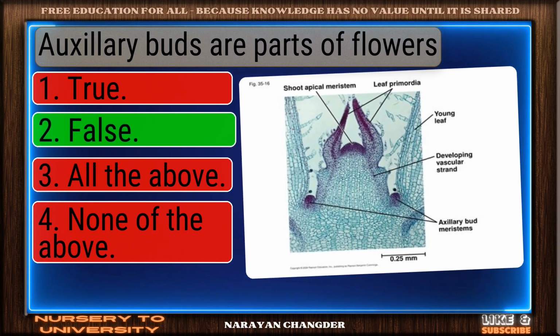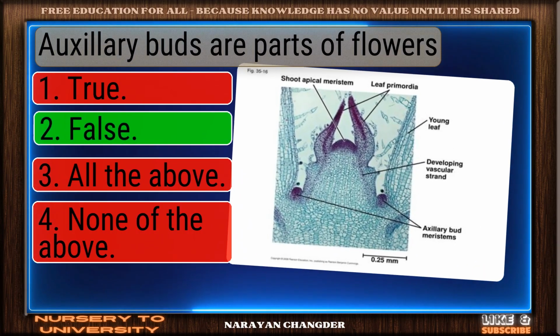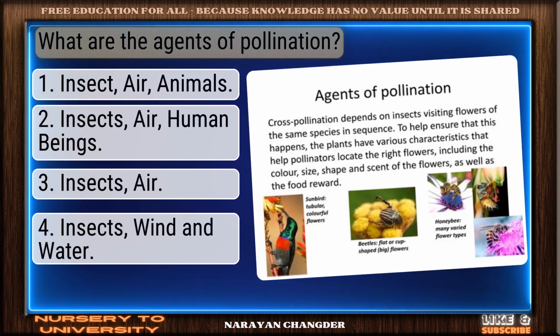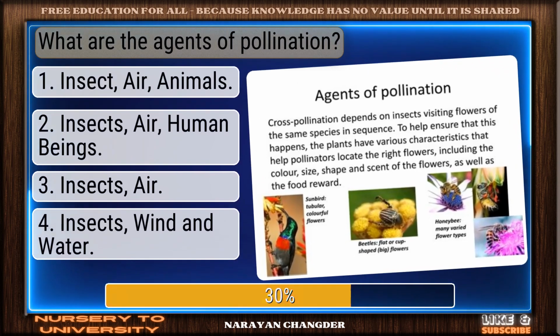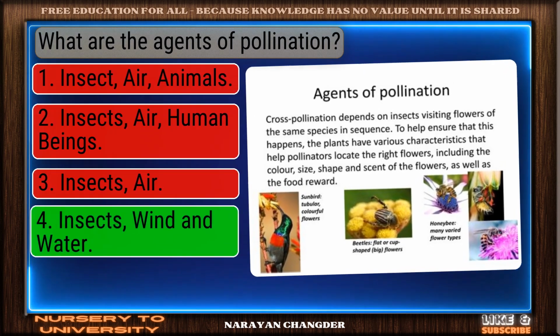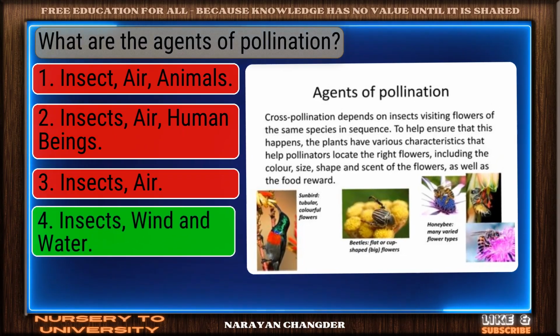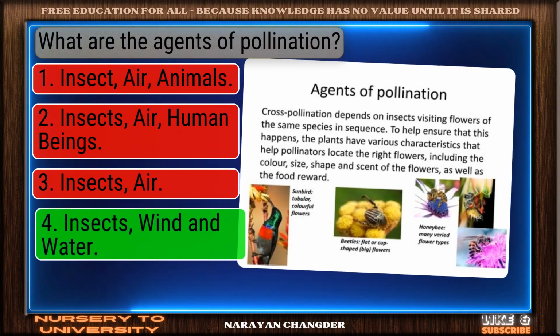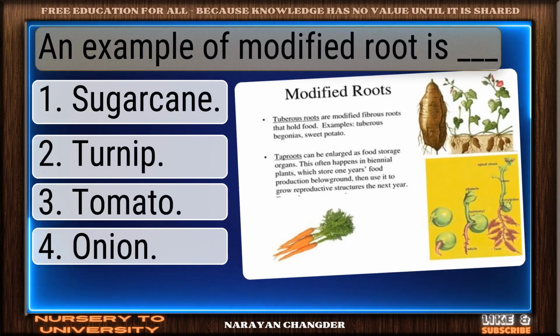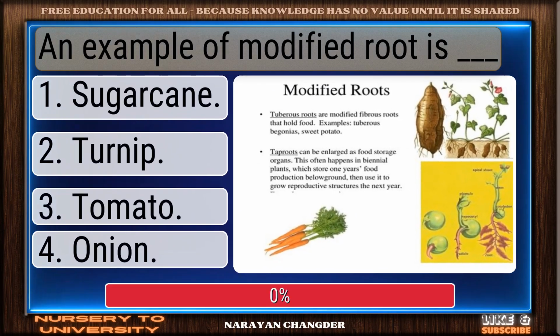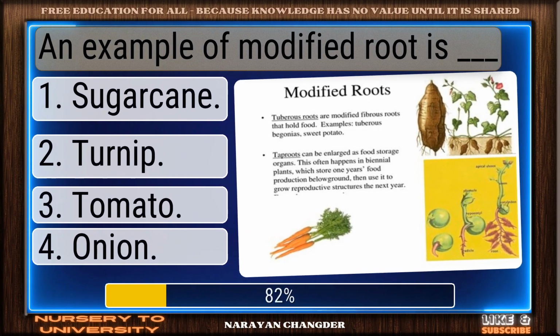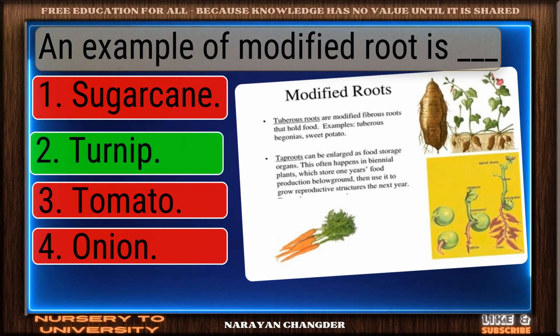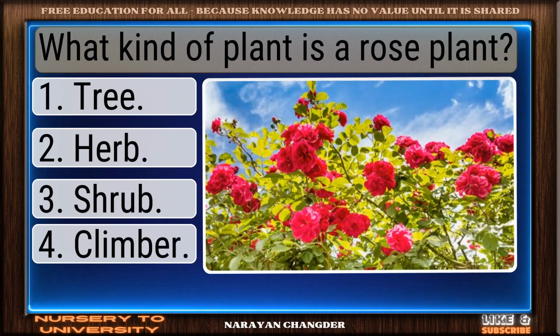Perfect. False is the correct choice. What are the agents of pollination? Exactly. Insects, wind and water make sense, and it is the right choice. An example of a modified root is the dash. Well picked. Turnip is the correct answer.